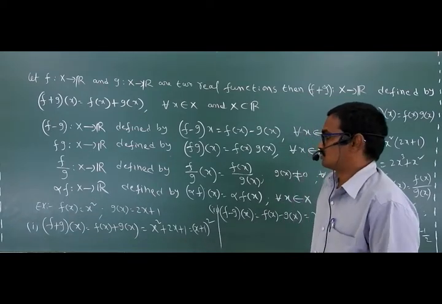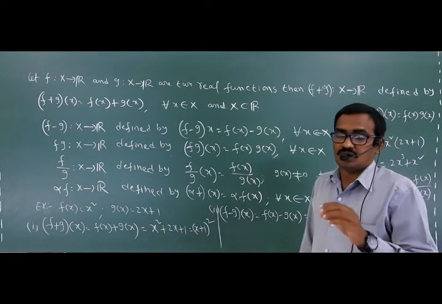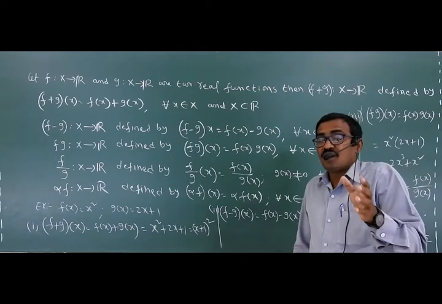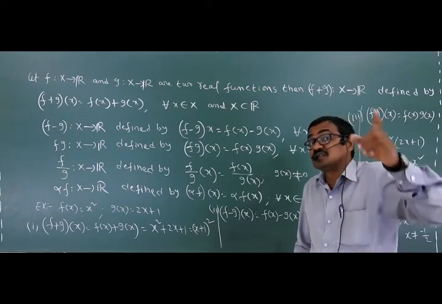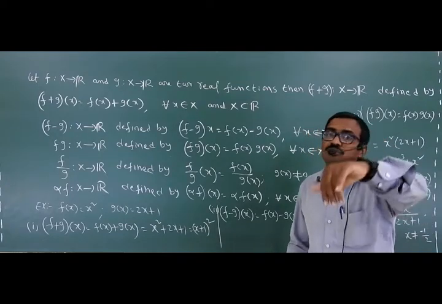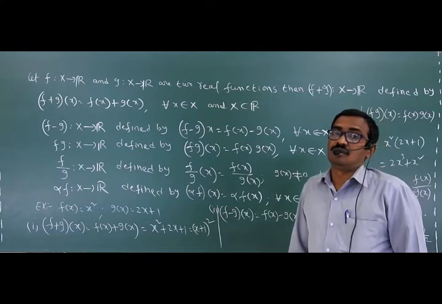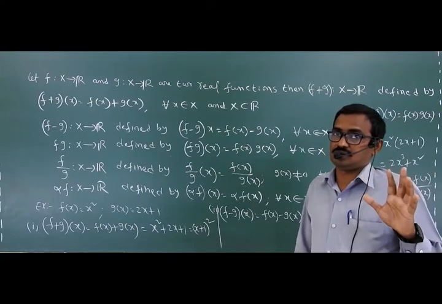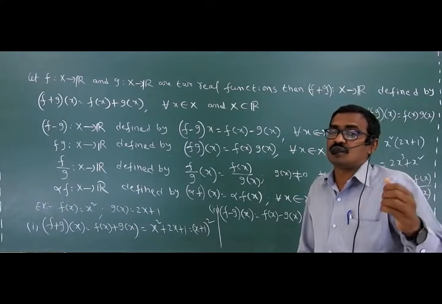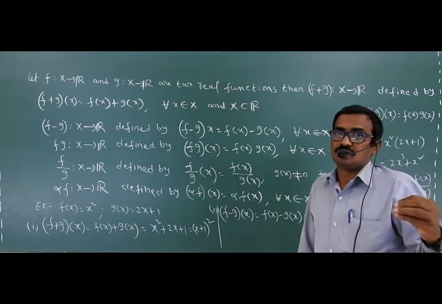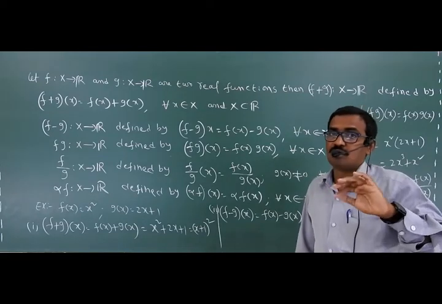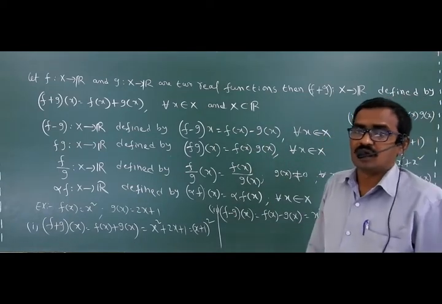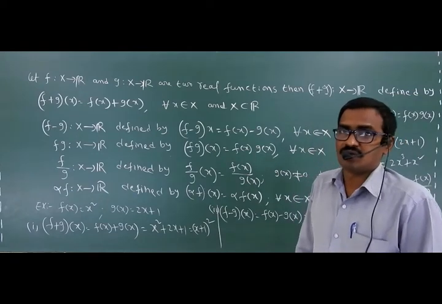Is it clear? So a function is defined, and the domain of the function is obtained from the defining values. For what values of x the function is defined, those values are called the domain of the function. Is it clear? If the function is not defined at a particular value of x, then we don't take it as a domain value, right? This is called the algebra of the real functions.